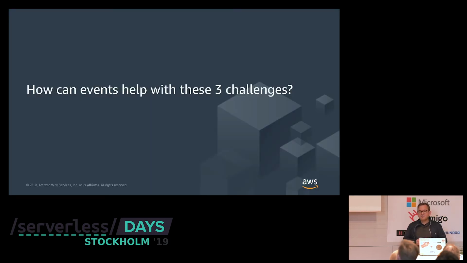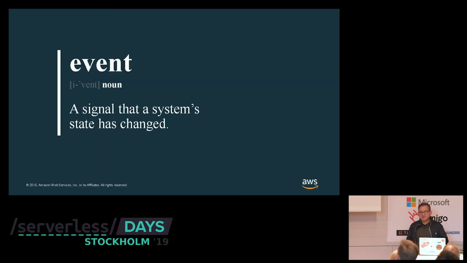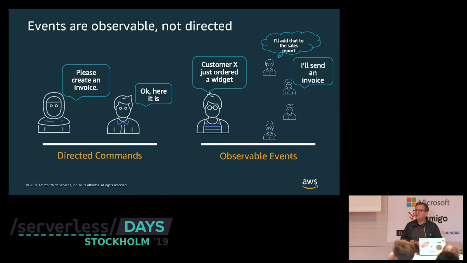So how can events help with these three problems? Well, first of all, what is an event? An event is simply a signal that a system state has changed. In modern systems, often that's a blob of JSON, and it'll contain something about the change, maybe, and the new state of the system. Events are facts: they're immutable, they're observable, and they're temporal. When they happen matters to the system. But we're really interested in the fact that they're observable and not directed.